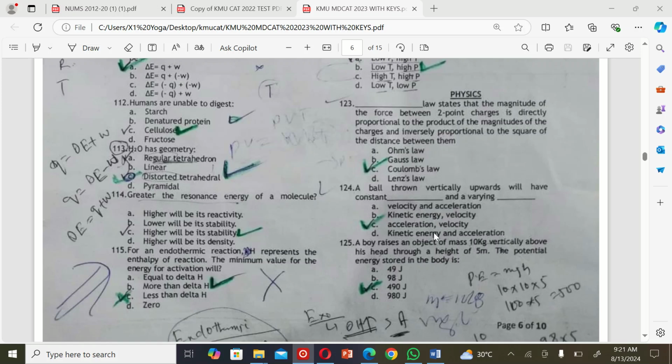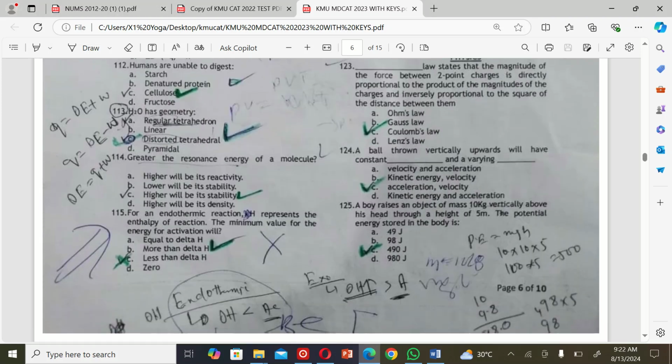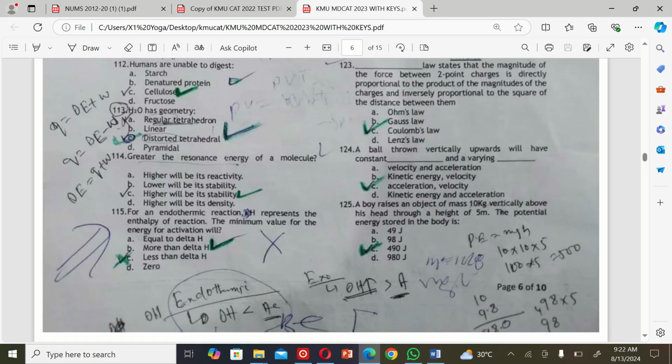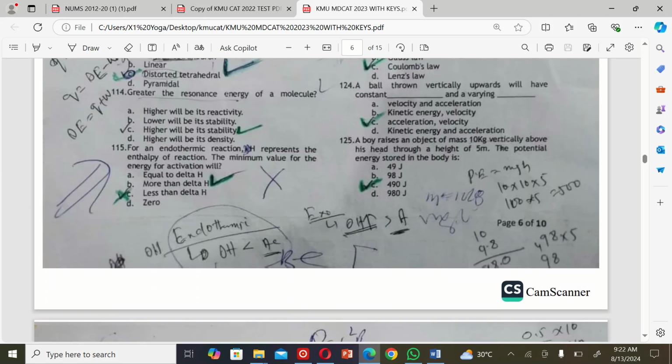Acceleration and velocity. The next MCQ is: a boy raises an object of mass 10 kg vertically above his head through a height of 5 meters. The potential energy stored in the body is A. 49 joule, B. 48 joule, C. 98 joule, C. 490 joule, and D. 980 joule. So the correct option is C. 490 joule.